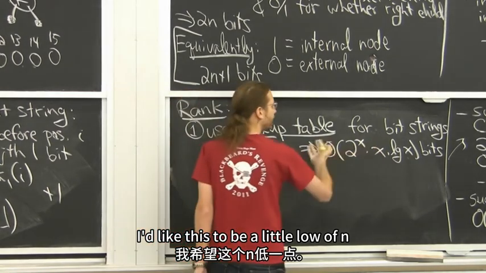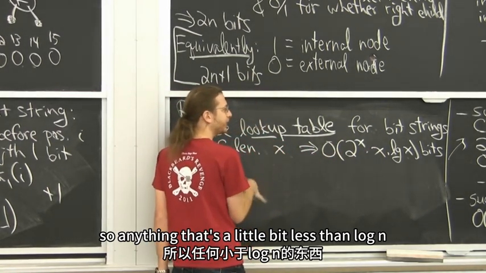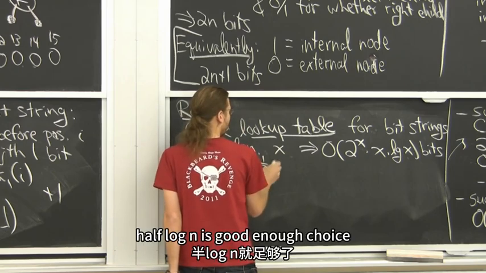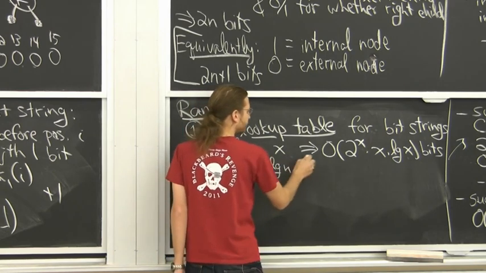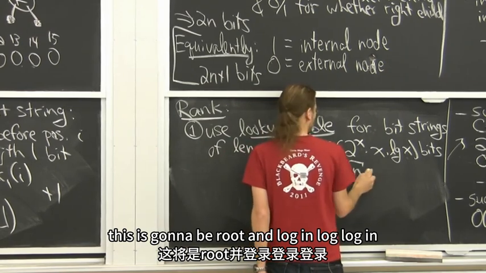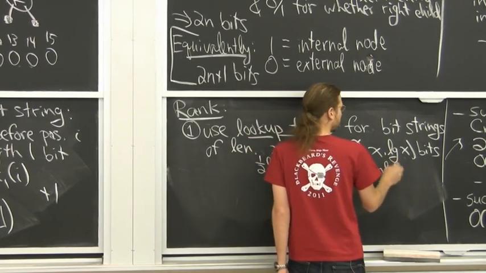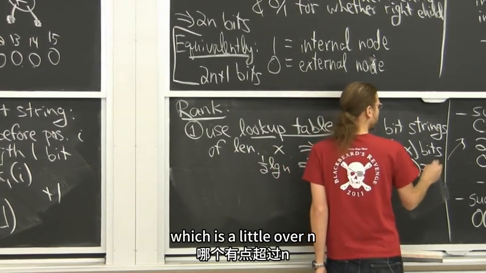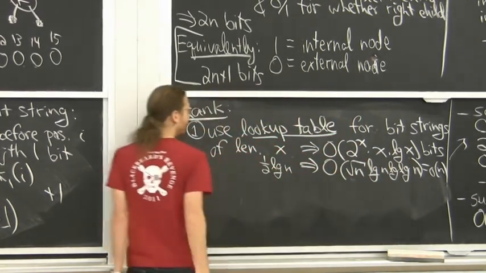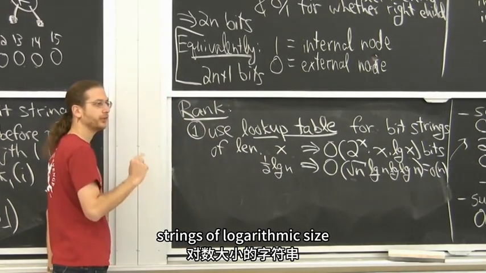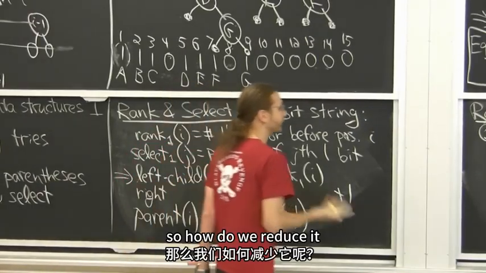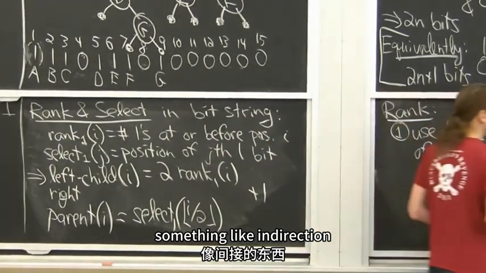I'd like this to be little o of n. So anything that's a little bit less than log n is going to be okay. And in particular, half log n is a good enough choice. If we use half log n bits, this is going to be root n times log n times log n, which is little o of n, quite small as succinct data structures go. We're going to use more space than root n. The point is, if we could get down to bit strings of logarithmic size, we'd be done. But we have a bit string of linear size. So how do we reduce it? Something like indirection.